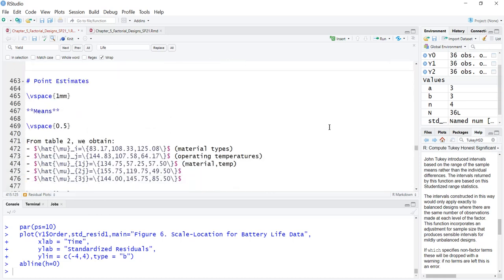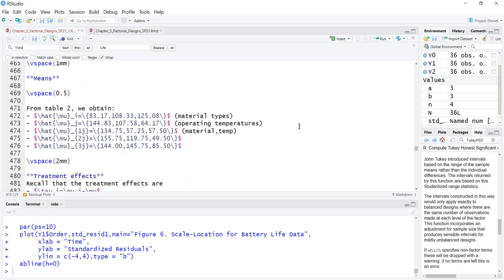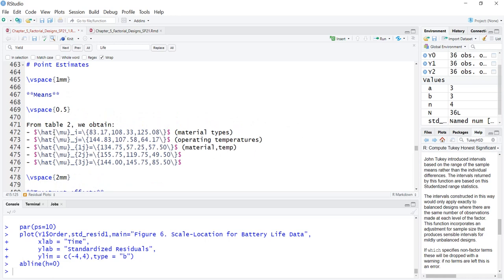Now, point estimates, I left that out in Chapter 3 and Chapter 4, I believe, and so I should not have. So I've entered it here. It's a little more complex. So what I've done to make this easy is for mu i hat, that's the means for material types. And so we took that from Table 2. And then the operating temperatures, up in the descriptive statistics, that came from Table 3 up there. So I just typed those in.